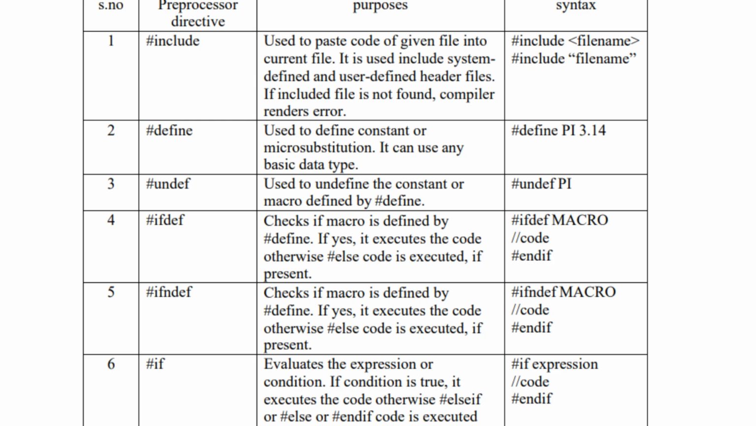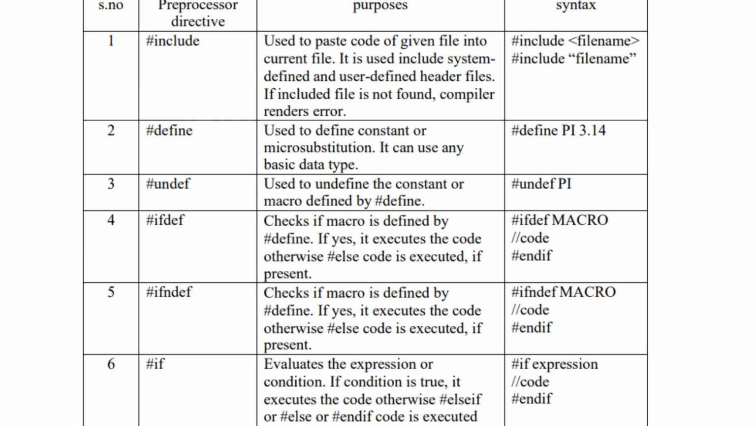If the included file is not found, the compiler renders an error. Define is used to define a constant or micro substitution. It can use any basic data type. Undef is used to undefine the constant or macro defined by define. Ifdef checks if a macro is defined by define. If yes, it executes the code, otherwise else code is executed, if present. Ifndef checks if a macro is not defined by define. If yes, it executes the code, otherwise else code is executed, if present.